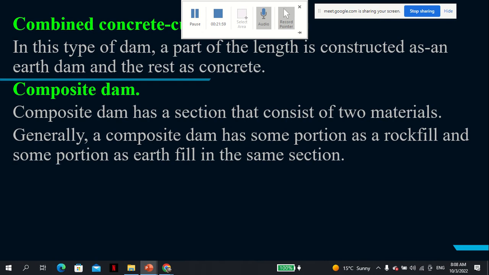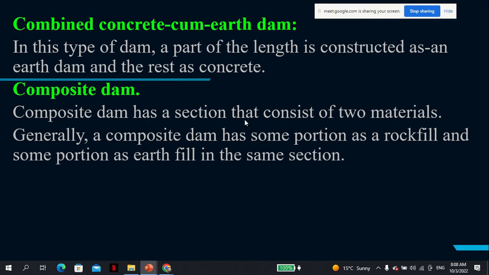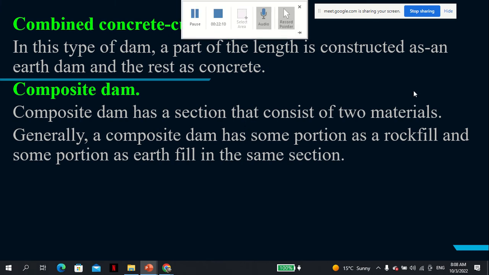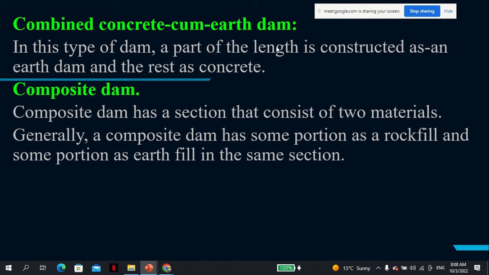Then we have combined concrete cum earth dam. So it partly could be concrete and also earth, depending on different considerations. Key among them, of course, is cost. Then we have composite dam, a dam that consists of two types of materials. So we can have a rock fill and earth in some portions, and so on and so forth.